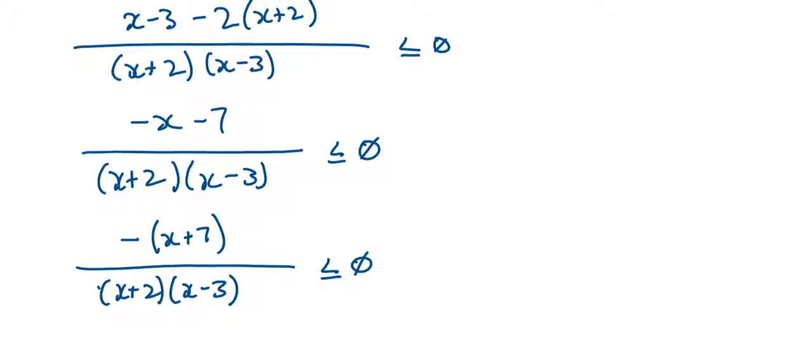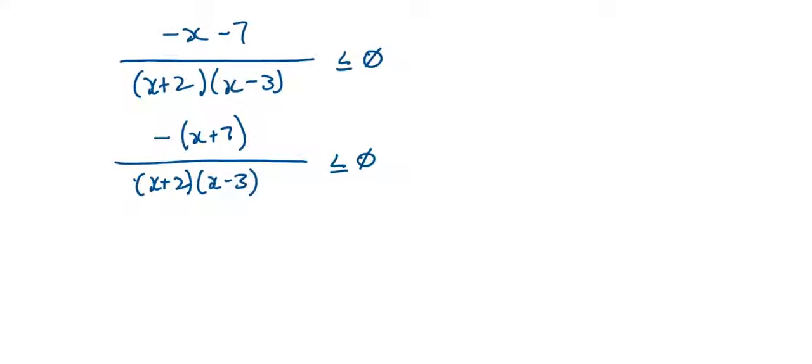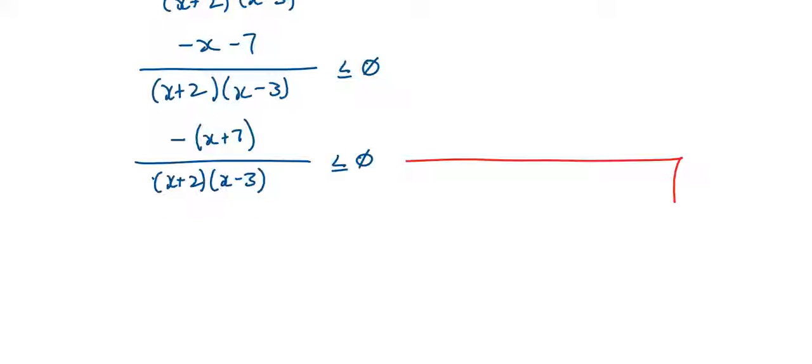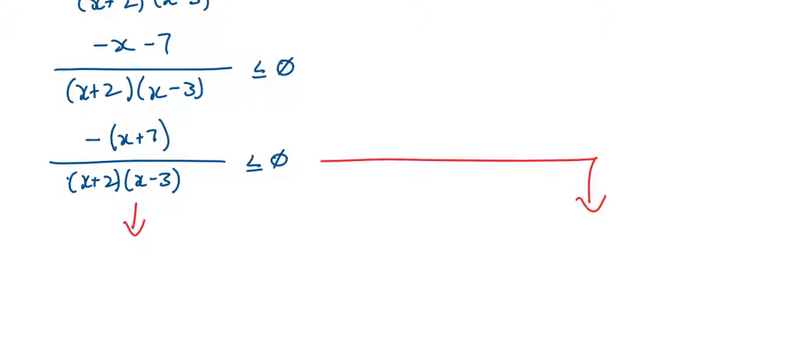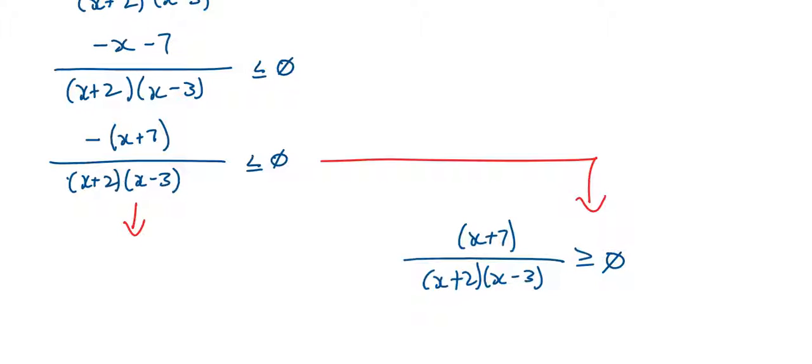But there's still two different ways that we could solve this. And like I said, we're going to do both. What could we do next? What do we have to do when we multiply both sides by -1? Flip the sign. So we're going to do that over here. And then over here, we're going to do the other way. So if I flip the sign, I get x plus 7 over x plus 2, x minus 3, greater than or equal to 0. And over here, I'm going to pull the negative out front. I get x plus 7 over x plus 2, x minus 3.